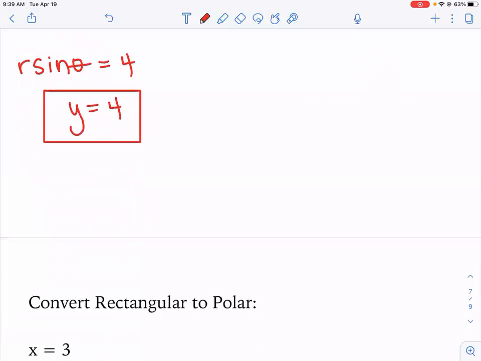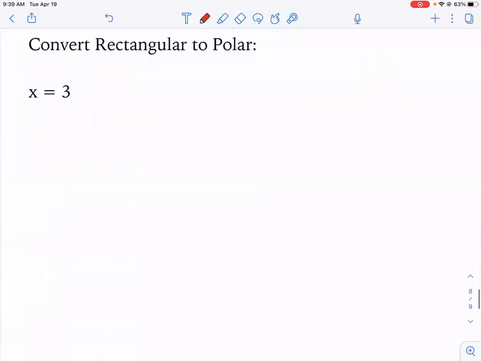Okay, so now we're going to go the other way. All right, we're going to go from rectangular to polar, and that's how we're going to finish our day. Okay, you're going to do your homework like responsible children. We'll meet back tomorrow. All right, x equals 3.